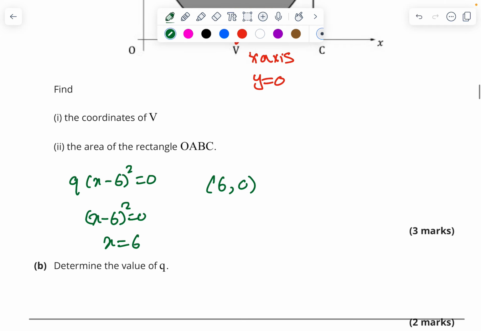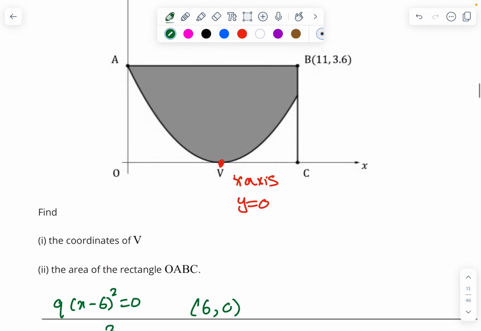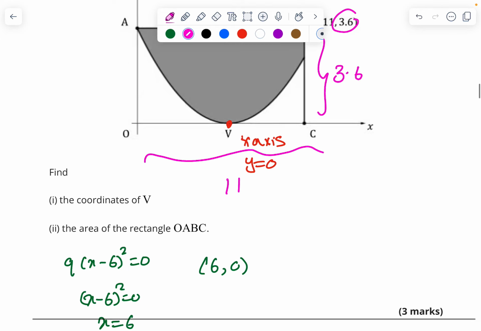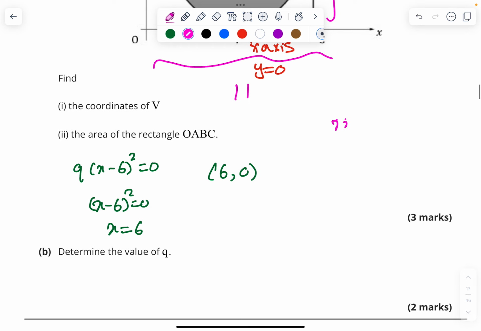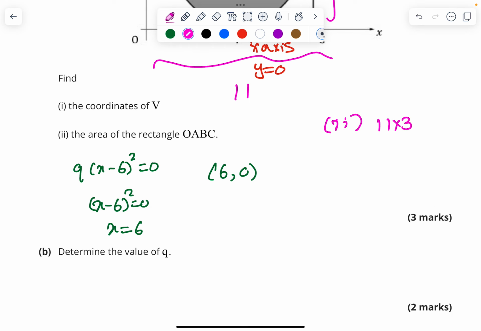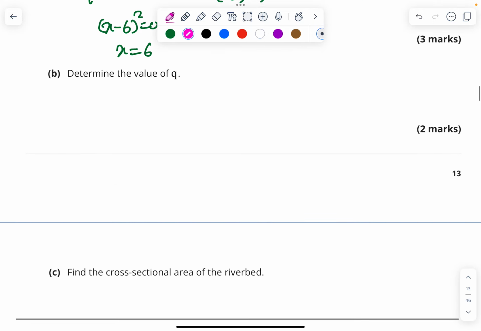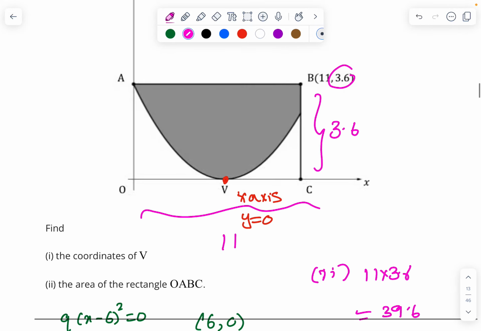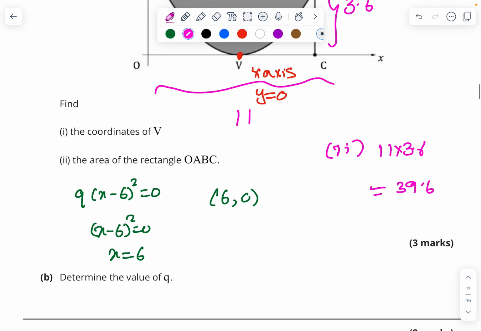Next, part 2, find the area of the rectangle. So we know that this distance is 3.6 and this distance is 11. So area of the rectangle is going to be nothing but what? 11 times 3.6, which is 39.6. Determine the value of Q.